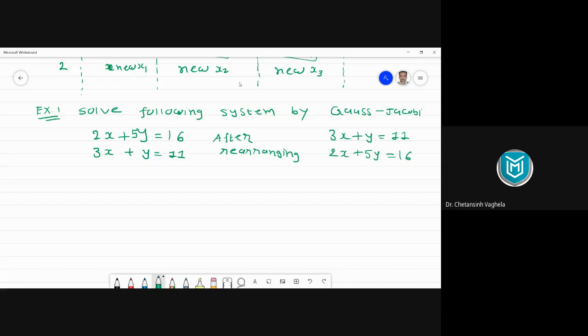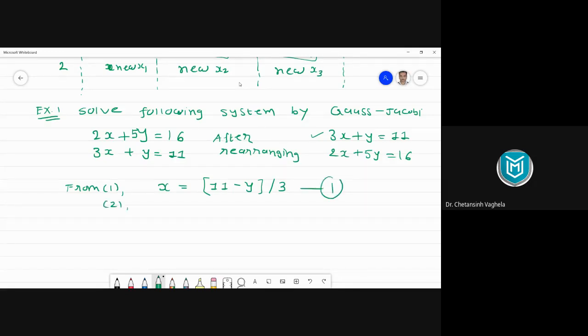Now our step number 1, we need to make formulas for x and y. So for x, we will use equation 1, and for y, we will use equation 2. So from equation 1, what should be my formula for x? I need to make x the subject of the equation. So it will be 11 minus y divided by 3, because my a11 value is 3. Let's say this is equation 1.